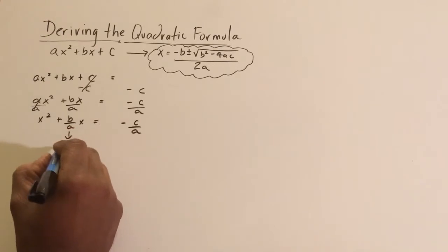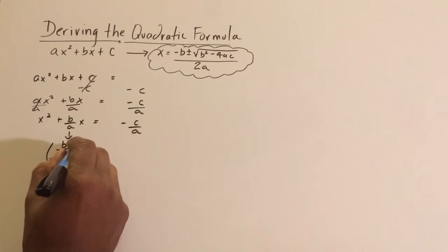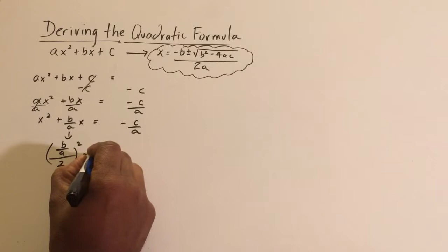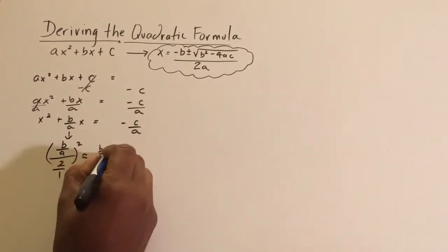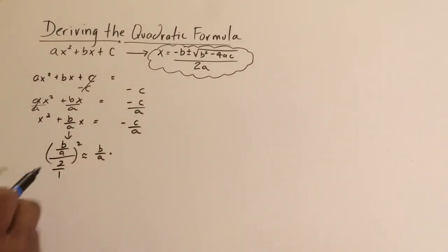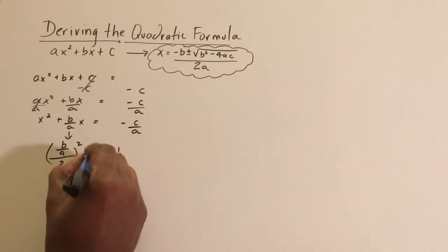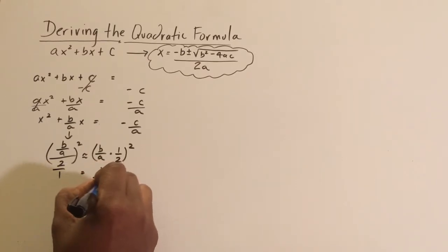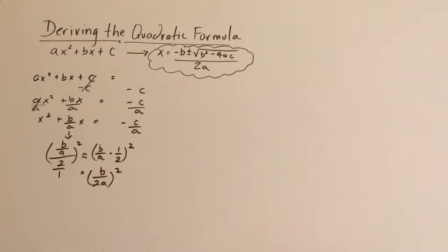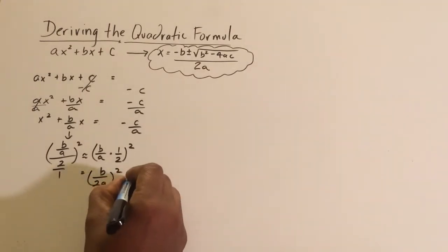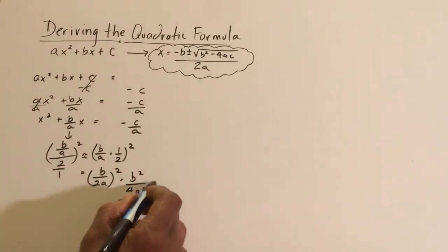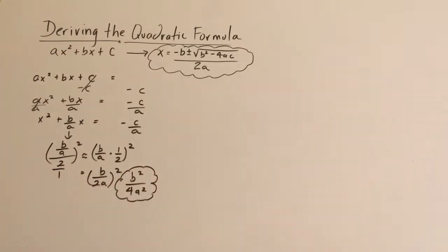Now, when we complete the square, we always take the middle term, divide it by 2, and square it. So b over a divided by 2 is the same as b over a times the reciprocal of 2 over 1, which is 1/2. So we're going to square that. That's going to give us b over 2a squared, and when we square that, we get b squared over 4a squared. This is the term that we need to complete the square.